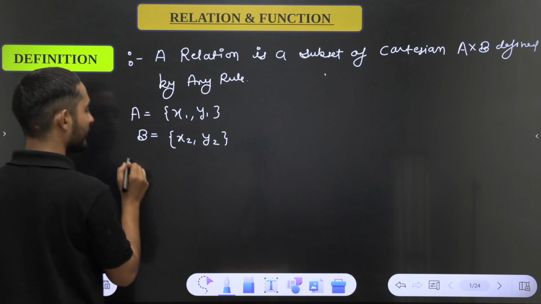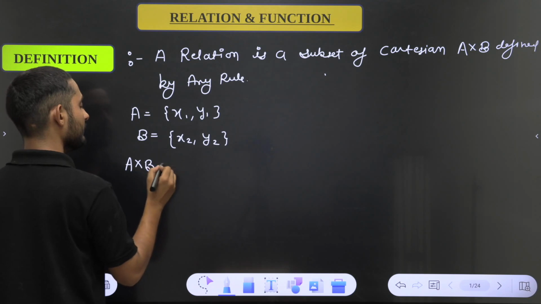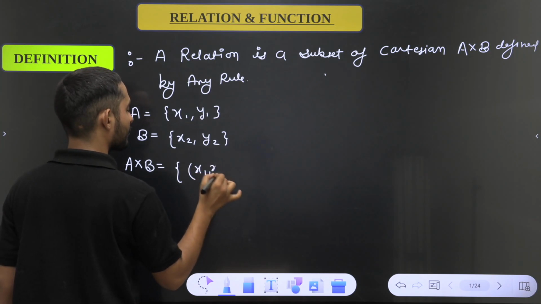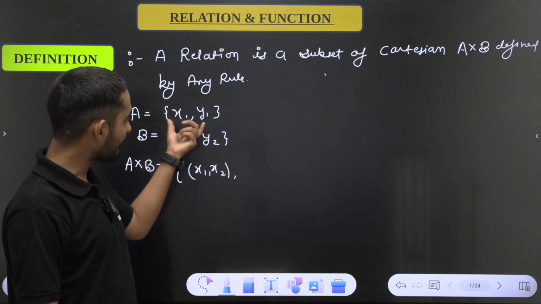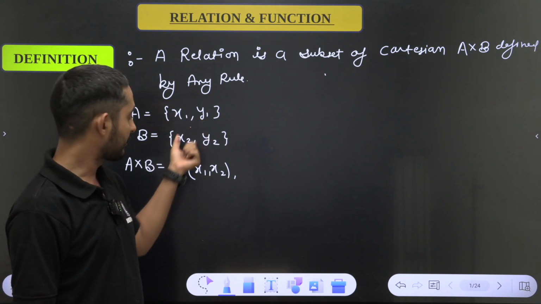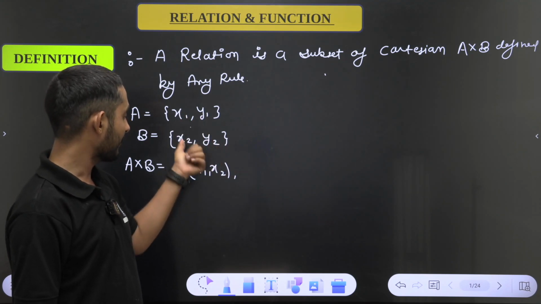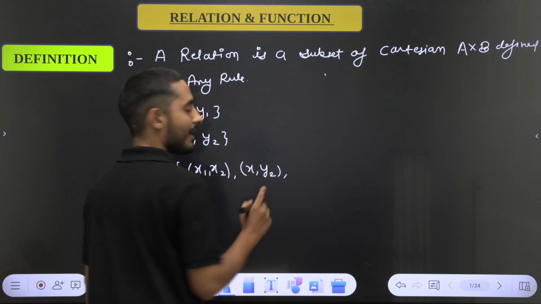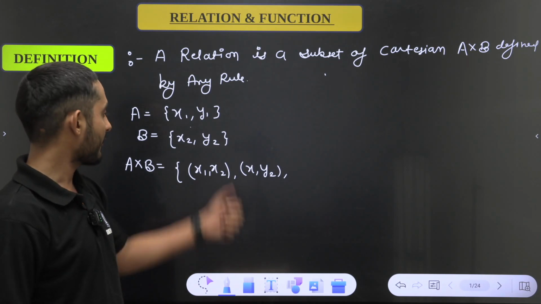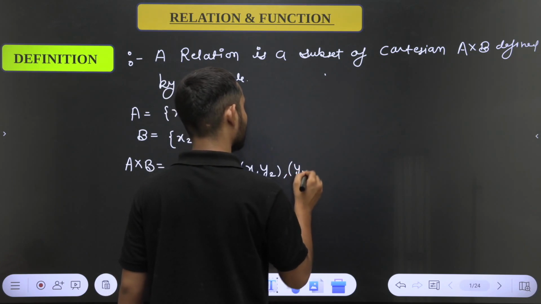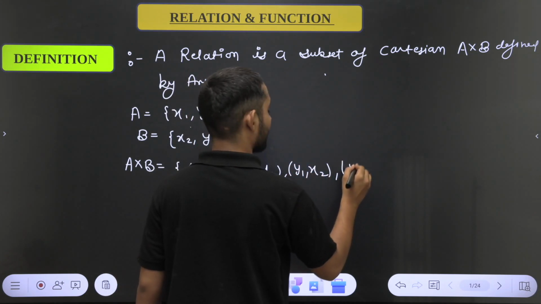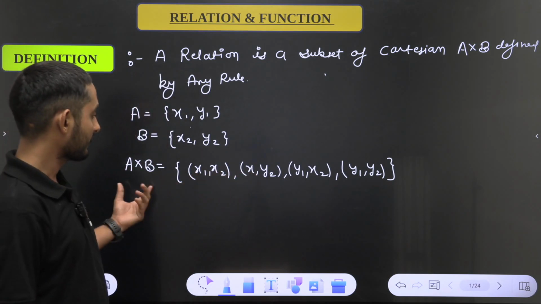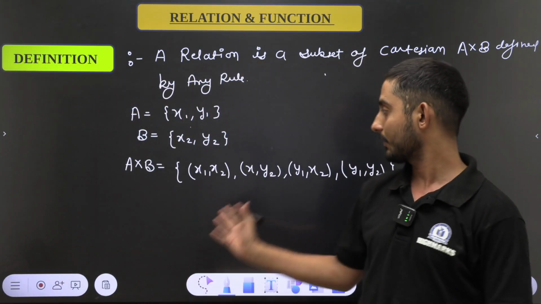So what is the meaning of A cross B? A cross B means first element of A, then element of B, that is x1 and x2. Firstly we take the first element of A with both elements of B, meaning x1, x2 and x1, y2. As well as we will do with the second element. The second element is y1, so y1, x2 and y1, y2. So this is a set. What is the meaning of this set? Cartesian product of set A cross B.